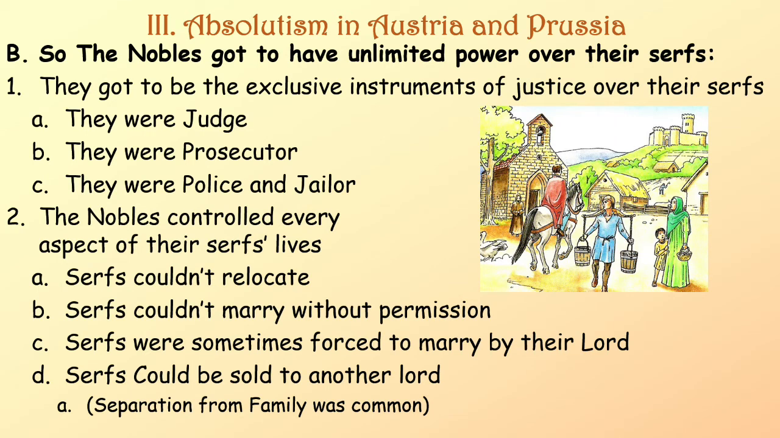So the nobles got to have unlimited power over their serfs. They got to be the exclusive instruments of justice over their serfs. They were judge, prosecutor, police and jailer. And the nobles controlled every aspect of their serfs' lives. Serfs couldn't relocate. Serfs couldn't marry without permission. Serfs were sometimes forced to marry by their lord, and serfs could be sold to another lord. Separation from your family was common.